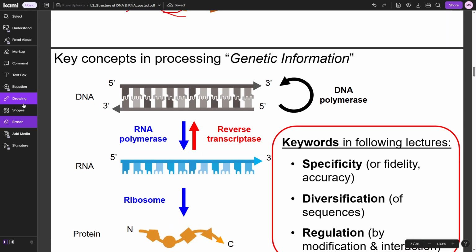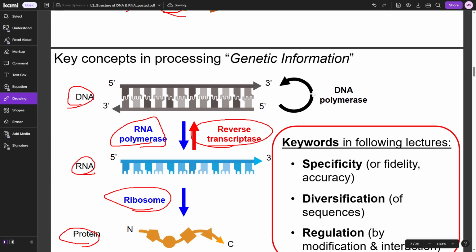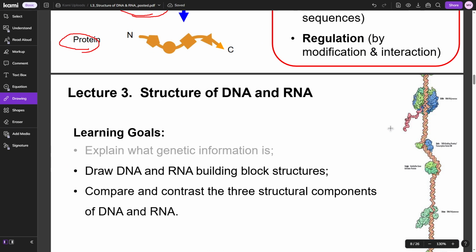And then this is kind of a rehash of the previous image. Going from DNA to RNA, we use RNA polymerase, but in the reverse direction, we use reverse transcriptase. And from RNA to protein, you use the ribosome. And if you're doing DNA replication, which you guys will also cover, you use DNA polymerase.